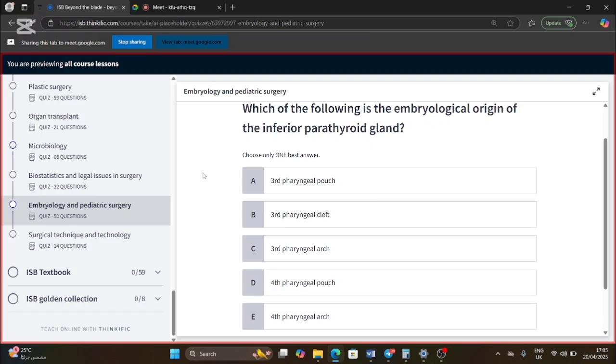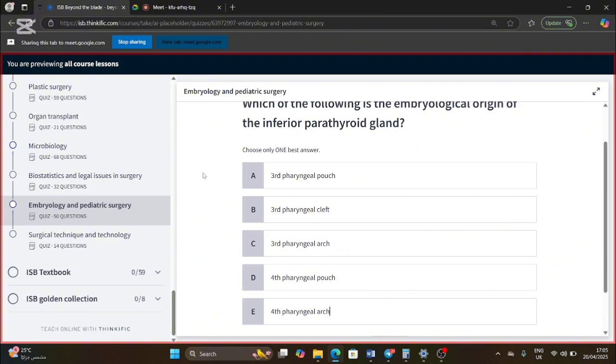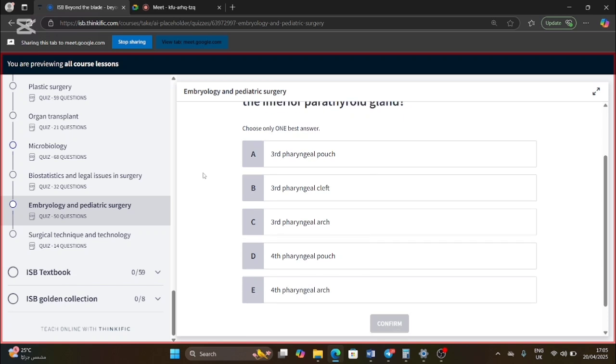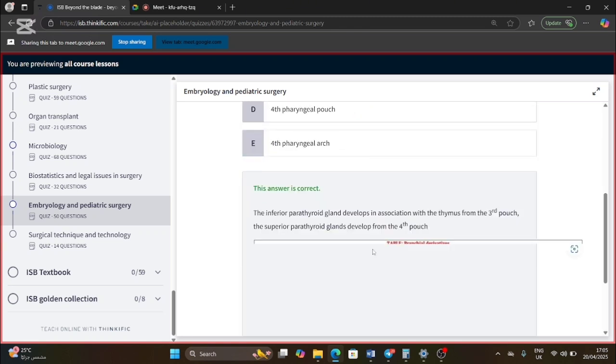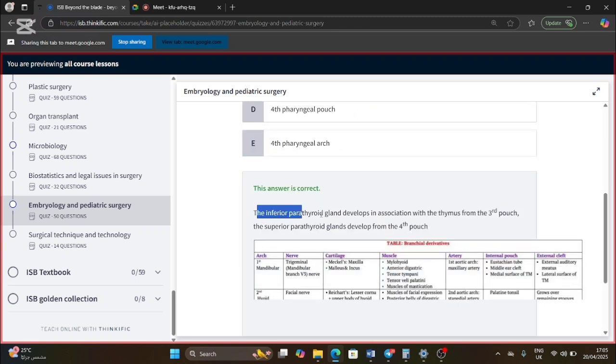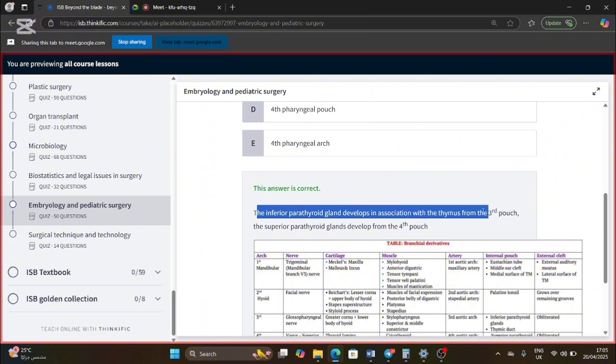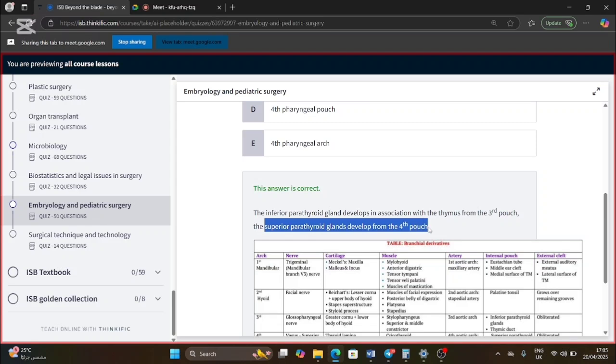Which of the following is the embryological origin of the inferior parathyroid? Inferior is third what? Third pouch. So option A, third pouch. Yeah, that's correct, right? The inferior parathyroid develops in association with the thymus from the third pouch, and the superior parathyroid develops from the fourth pouch.